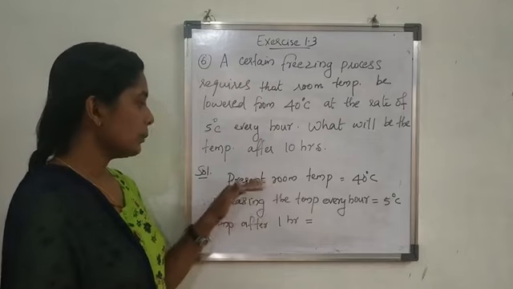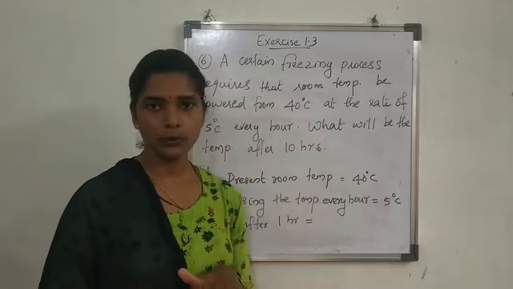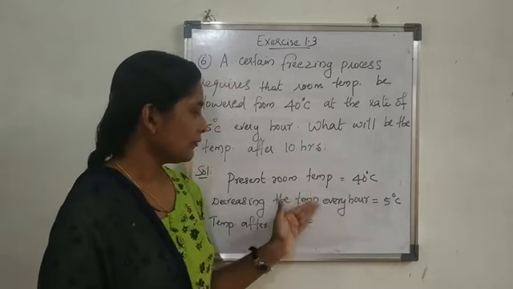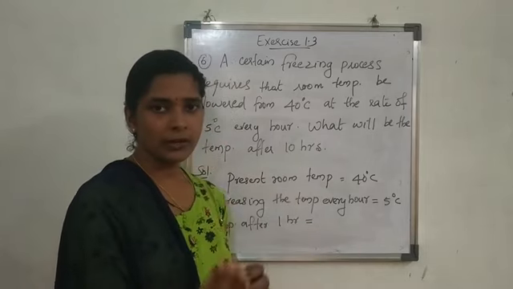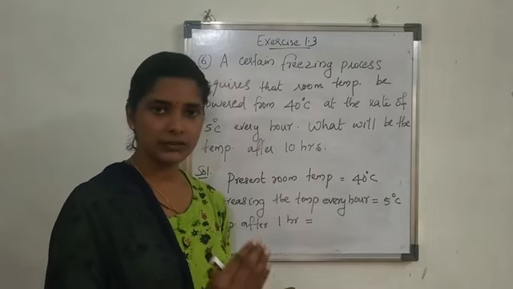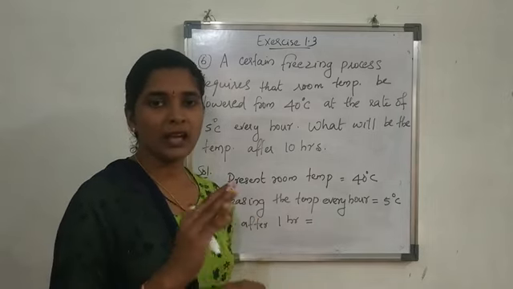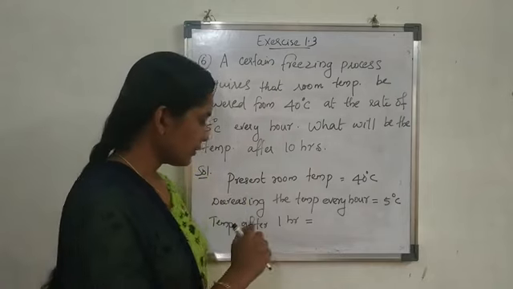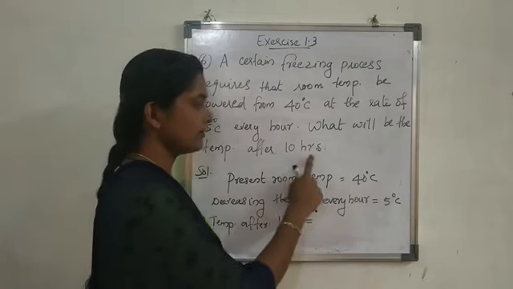Now, just write: present room temperature is 40. Then after every hour, when we see the temperature, it is decreased by 5 degrees Celsius. After 1 hour, 5 degrees Celsius is decreasing. Then you have to find the temperature after 10 hours.